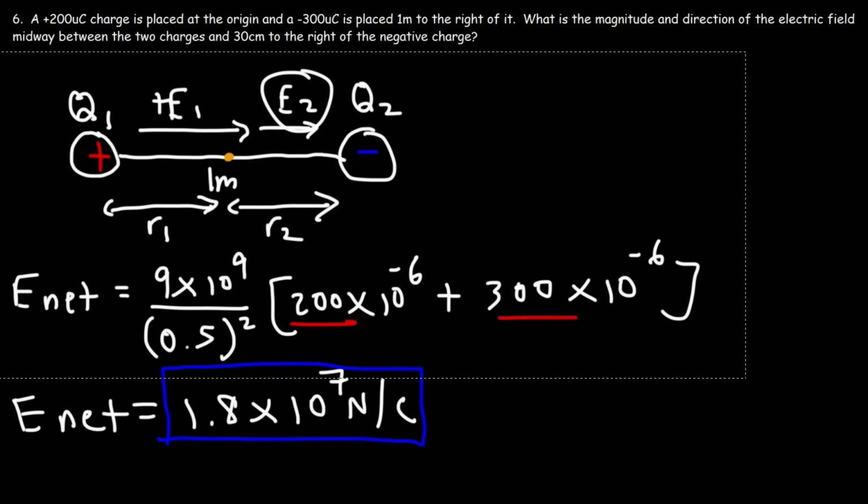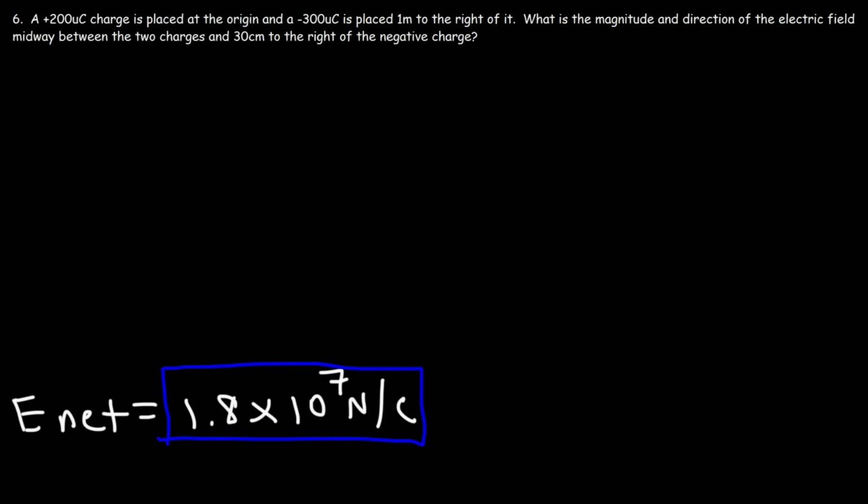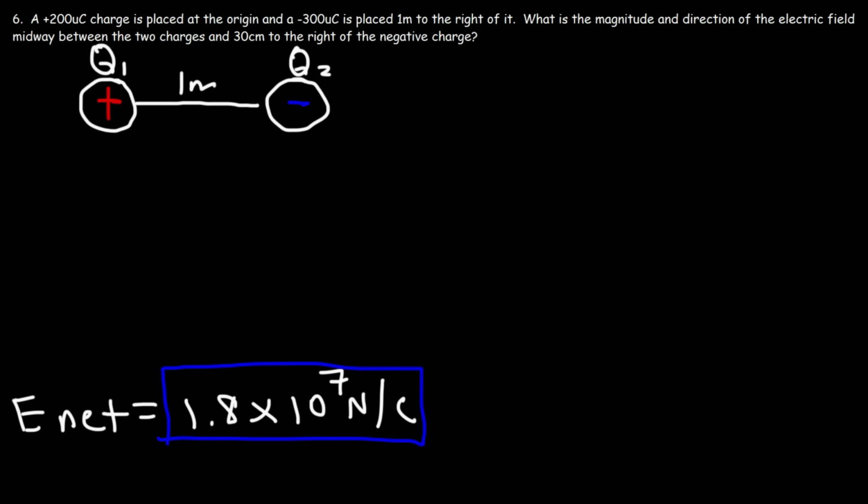Now let's move on to part B. So let's redraw the picture for that. So here we have our positive charge and the negative charge. So we got Q1, Q2, and they're separated by a distance of 1 meter. But 30 centimeters to the right, or 0.3 meters, we're going to have our new point of interest. And let's call this point B. So we want to determine the net electric field at point B.